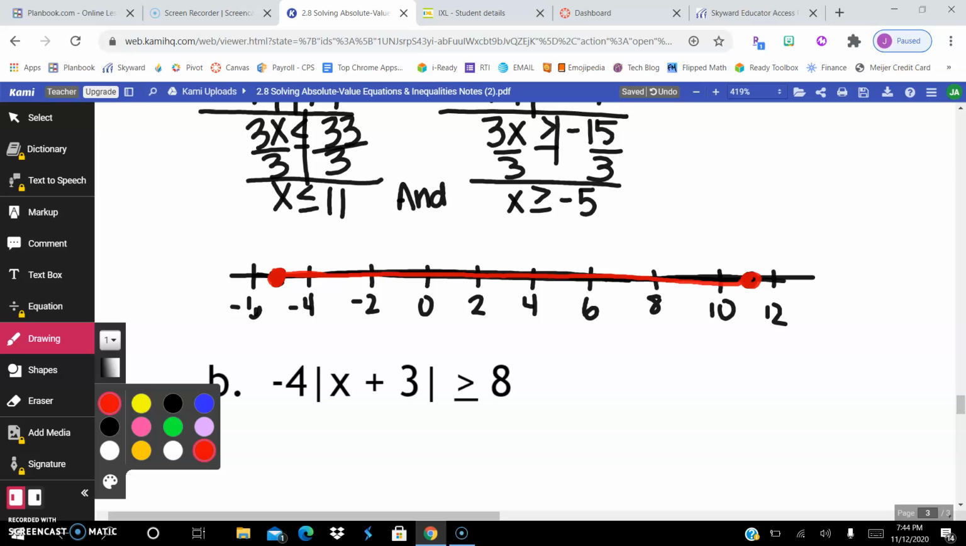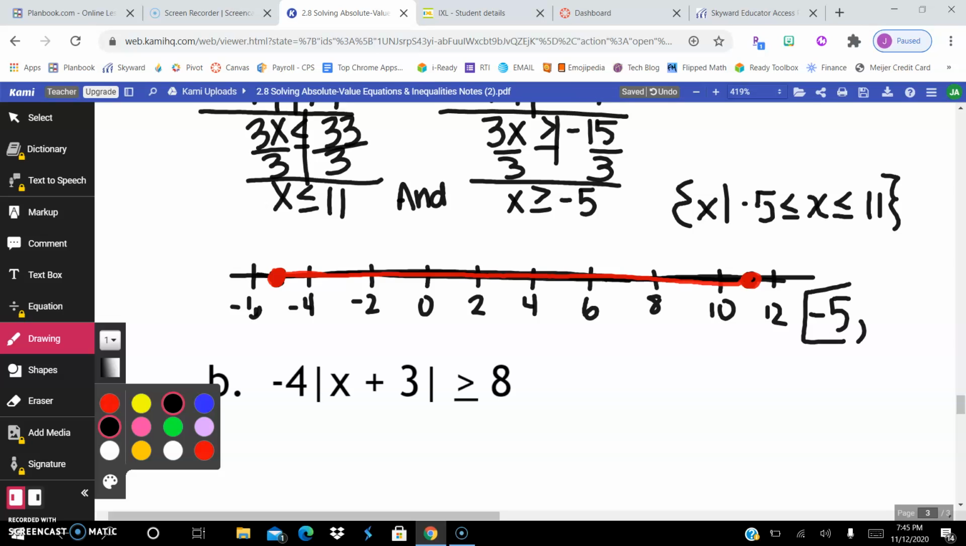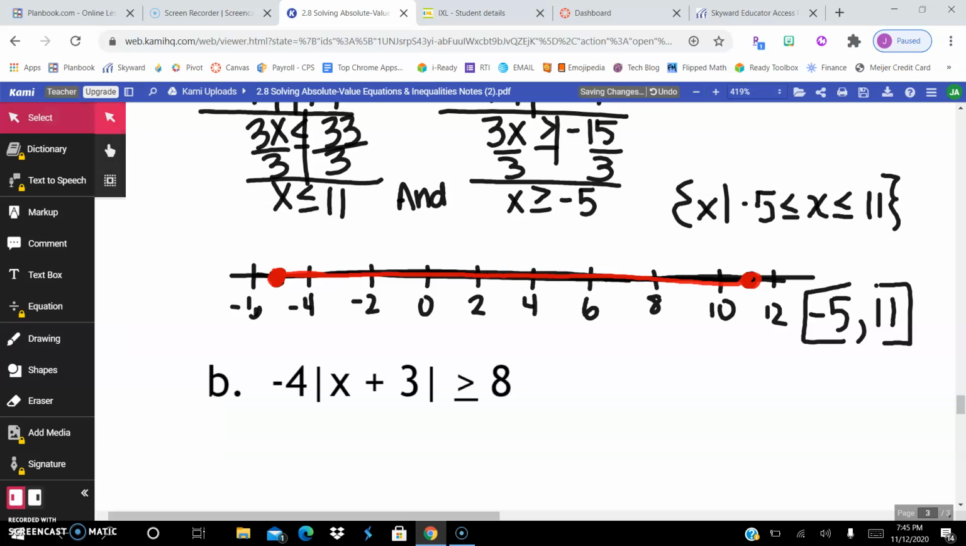And if I wrote this into set builder notation, we would have our inequalities. Our smallest number is negative 5. And we go all the way up to 11, and both of them are included. And then if we did interval notation, we would start at negative 5, and that's included because the circle is filled in. And we go all the way up to 11, and we include that as well.